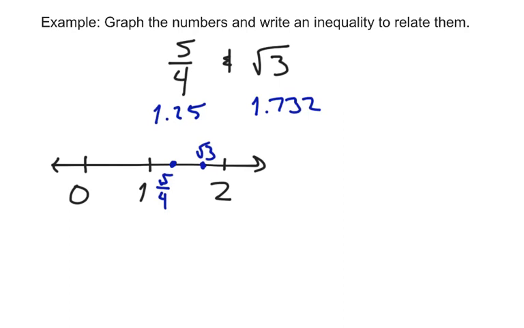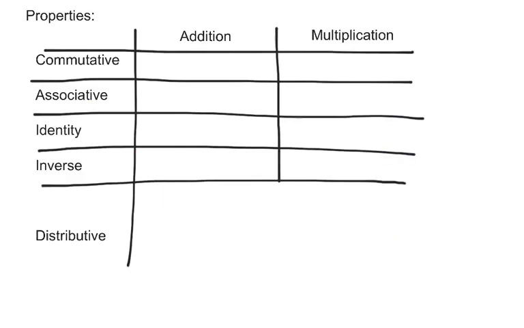There, we've got the first half done, graphing the numbers. The other half is to write an inequality to relate these two numbers. So 5/4 is related to the square root of 3 somehow. Well, one's bigger than the other. And we can see, just because the square root of 3 is more to the right, that the square root of 3 is bigger. So we grab our inequality, and 5/4 is going to be less than the square root of 3.